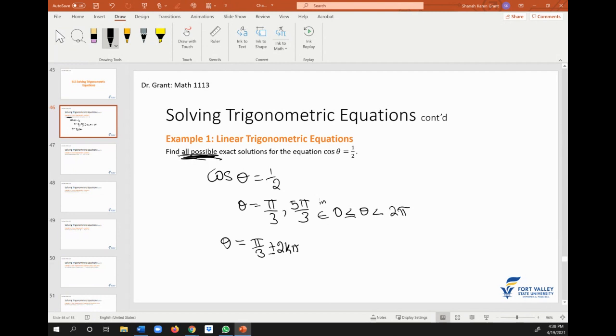It can be 2k pi, where k is an integer. So it could be 2 pi, which is when k is 1, and it could be 2 times 2 pi. You could do 2 rotations or 3 rotations. So here, k is an integer. And the same for 5 pi over 3, you would do plus or minus 2k pi. And these will give you your solutions for theta.